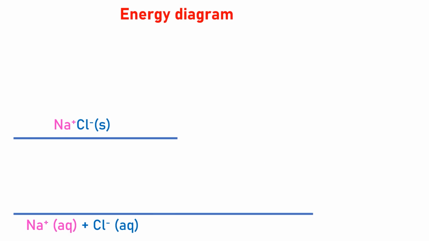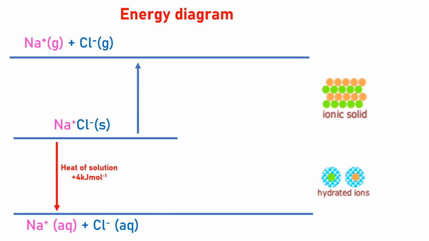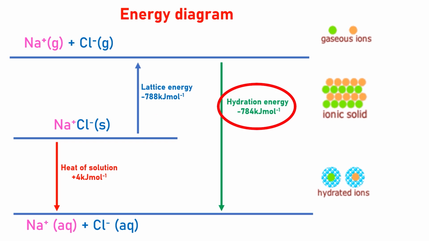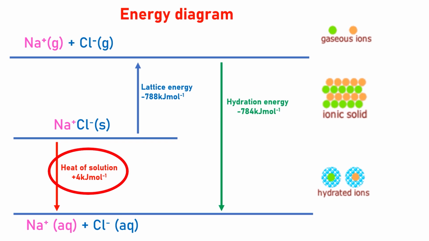Here is the energy diagram for the process. The lattice energy released during the formation of the crystal lattice is equal to minus 788 kilojoules per mole, and the hydration energy for both sodium and chloride ions is equal to minus 784 kilojoules per mole. The difference between the enthalpy change of hydration and the lattice enthalpy, which is the enthalpy change of solution, is equal to 4 kilojoules per mole.